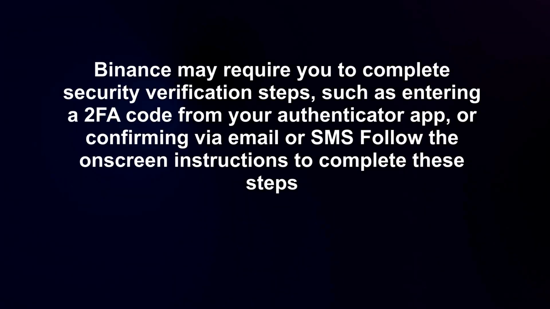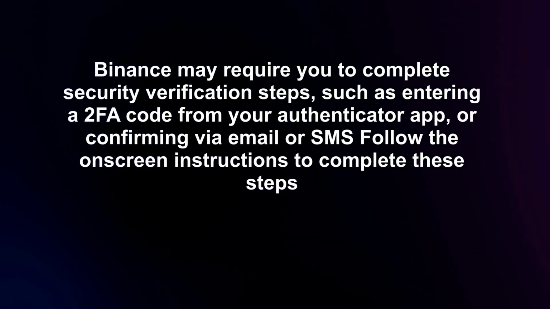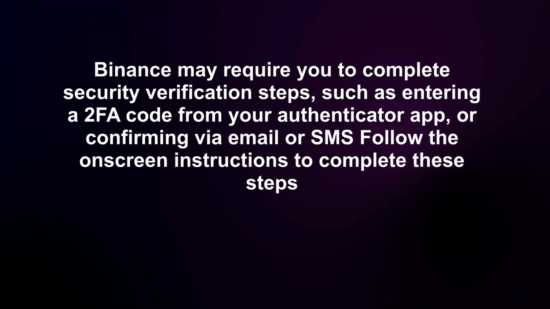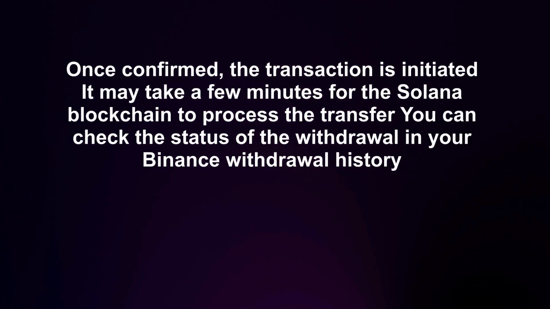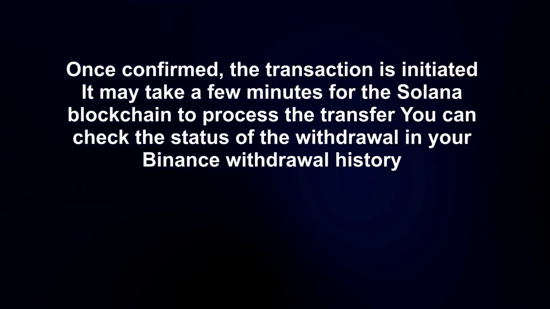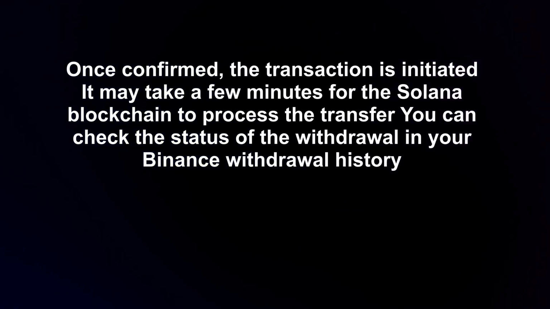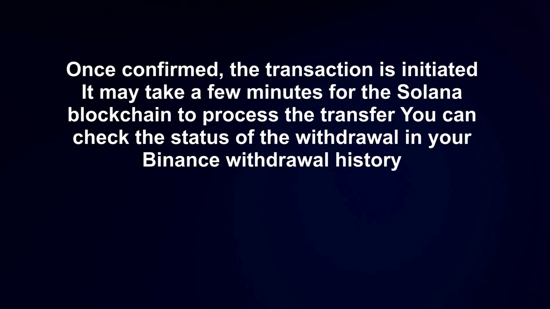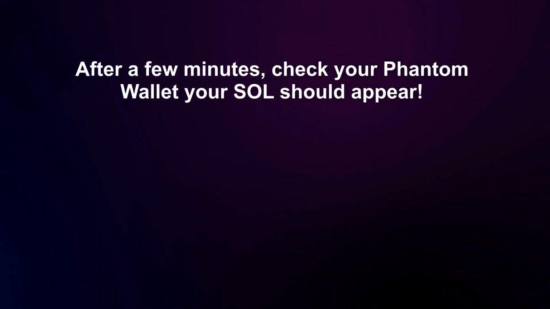Binance may require you to complete security verification steps, such as entering a 2FA code from your authenticator app or confirming via email or SMS. Follow the on-screen instructions to complete these steps. Once confirmed, the transaction is initiated. It may take a few minutes for the Solana blockchain to process the transfer. You can check the status of the withdrawal in your Binance withdrawal history. After a few minutes, check your Phantom wallet. Your Sol should appear.